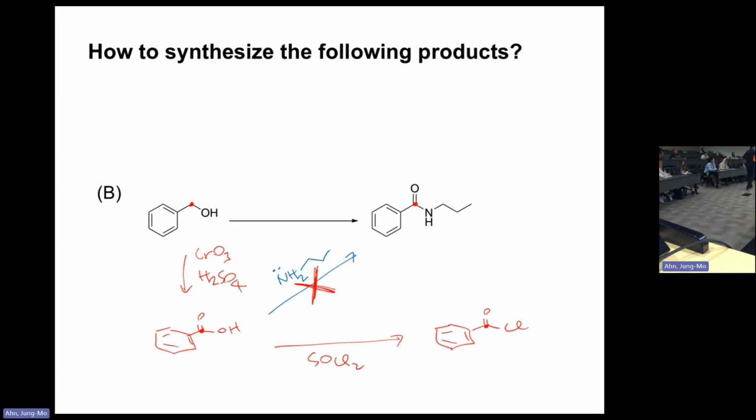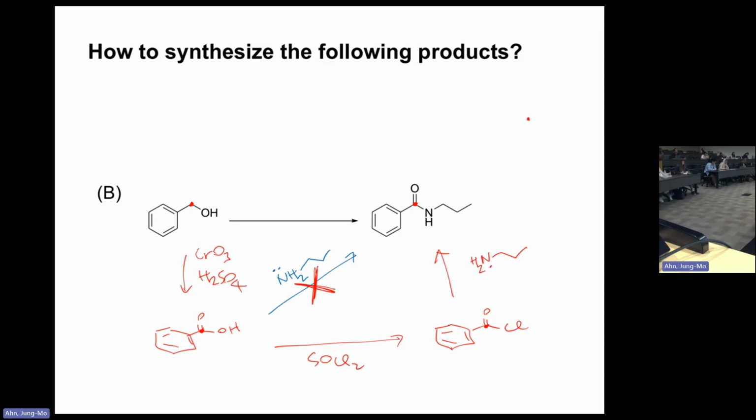And you can make an anhydride. In order to make an anhydride, you need an acid chloride anyway. So acid chloride is a very easy way to go. You need to treat it with thionyl chloride, replacing OH with a chlorine. So you get the acid chloride. Now these chlorines are reactive.